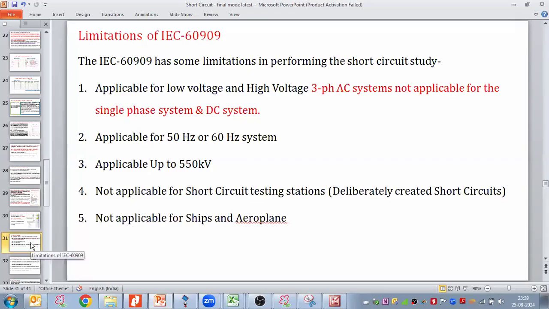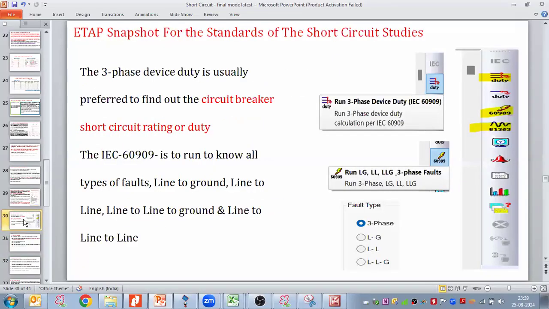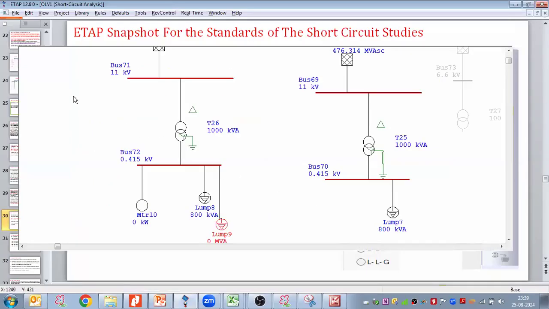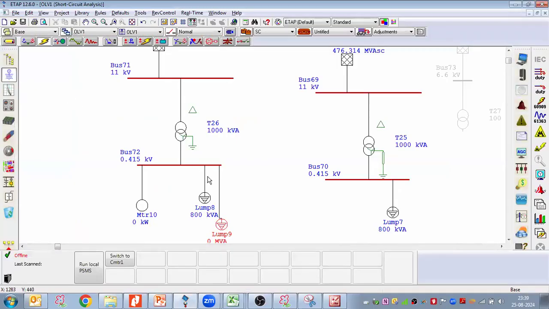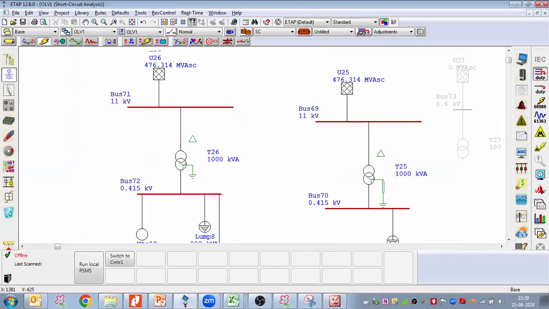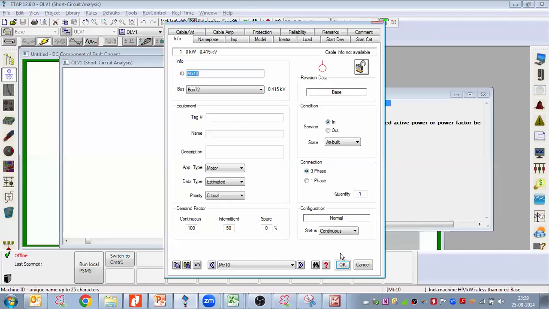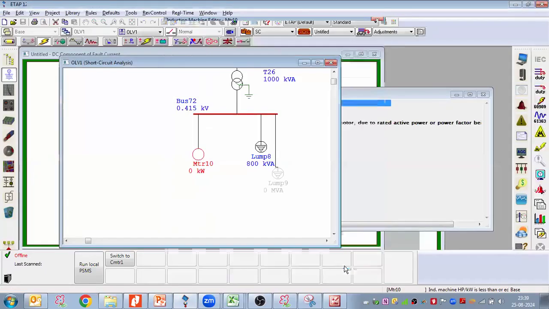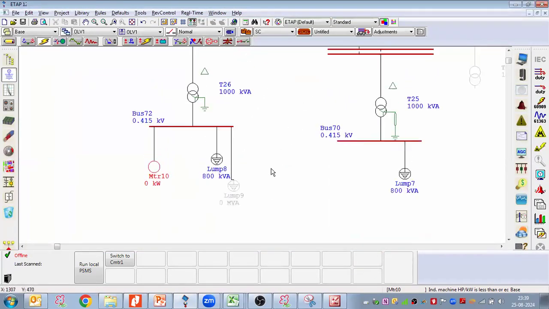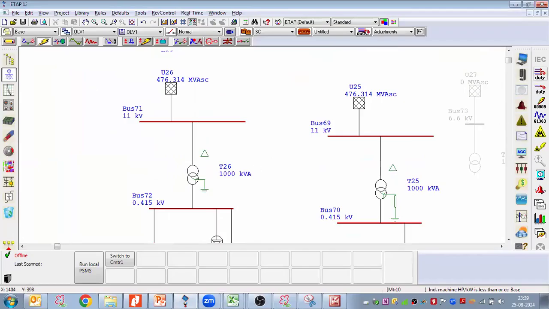Sir, can you run duty for any component? Duty for any component in ETAP? Yes, the same. We have done the same things. So here I'm running the duty. I connected some motors, Motor 10, so they are providing the fault. So now I run the duty.